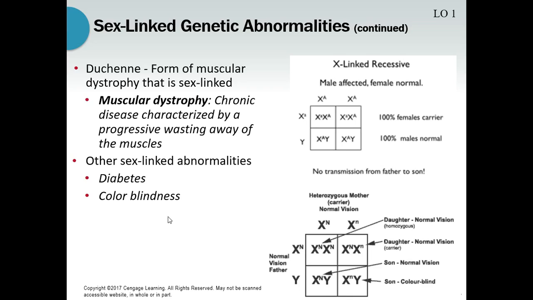Now, colorblindness is not the only trait that gets passed down via the X chromosome. Muscular dystrophy, and specifically Duchenne's form of muscular dystrophy, is also going to get passed down via the X chromosome. Hemophilia is also a trait that gets passed down via the X chromosome.